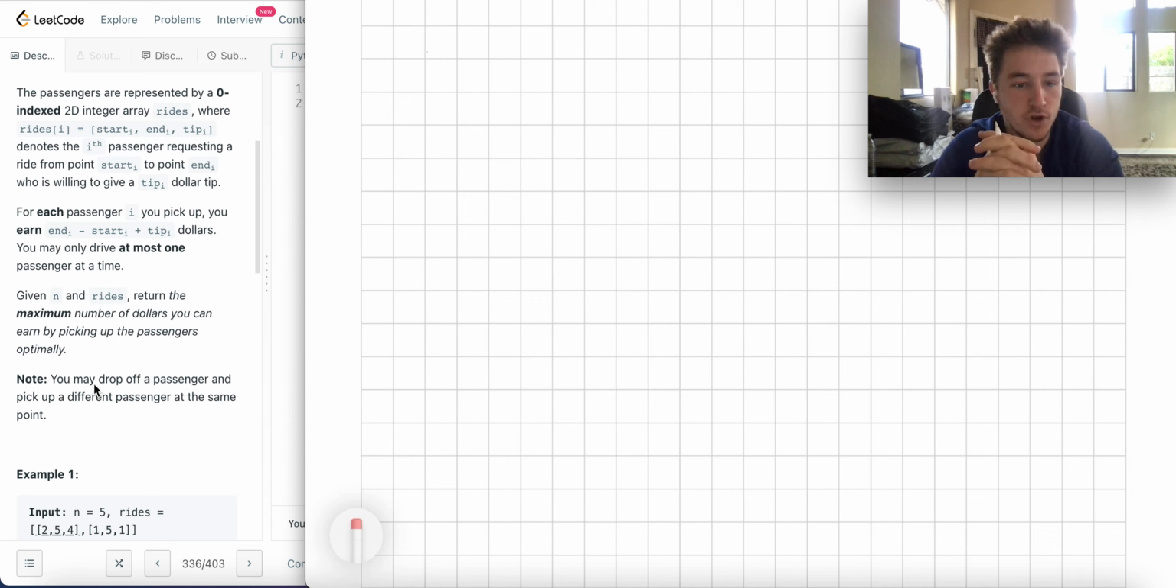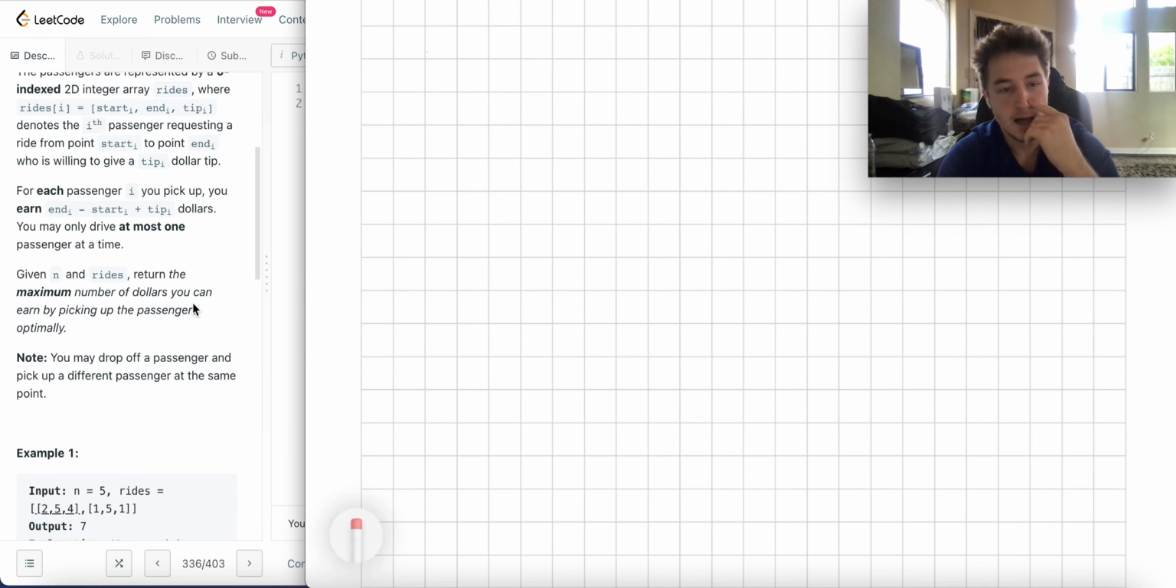Okay, so how many passengers? You can only drive one passenger at a time, right? Because if you could pick up multiple passengers, then you would just pick up every single passenger, because there'd be no reason not to. If there's no constraint, you only get more money by picking up passengers, so it makes sense that you can only pick up one at a time.